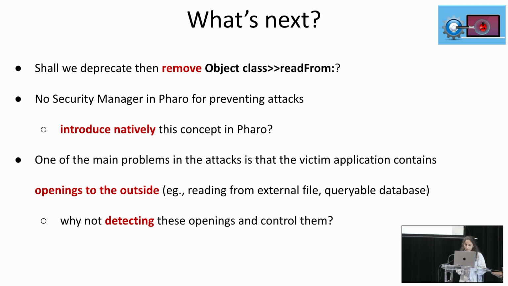And one last thing is that the main problem of attacks, for example deserialization attacks, is that they happen because there are openings to the outside of the application. For example, when you are reading an external file, or when you are doing a query to a database, you have contact with the outside. So why not detect these openings first, and then put more control on them? This is what we are doing currently. We are working on what we call security cards to detect these openings and to protect them more in applications, so in Pharo.